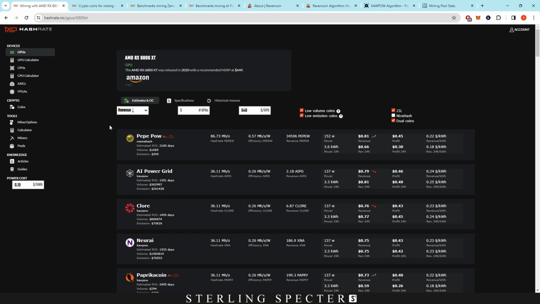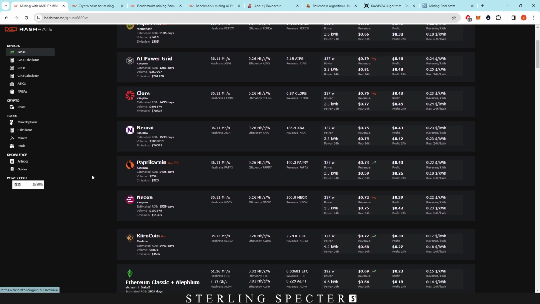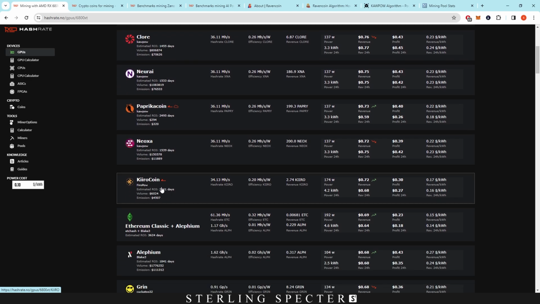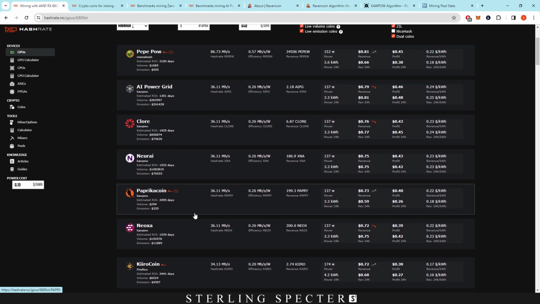Right here we have the 6800 XT, and in revenue, the top one is PepePow, however the volume and emissions are low. But as you can see below that, the top ones are AI Power Grid, then it's Claw AI, then it's Near AI, then it's Paprika Coin, Neoxa, FiroPow, and then it goes into a bunch of other coins. There's Game Pass there and Meow Coin there. So what we're seeing is for pretty much all AMD GPUs, the highest revenues and the profits are coming from these KAWPOW algorithms. So that would lead us to believe that if more coins are actually utilizing the KAWPOW algorithm, then we'd want to start getting into AMD GPUs, mainly the ones that are the most efficient on the KAWPOW algorithm, so we can actually mine these coins that offer profitability.